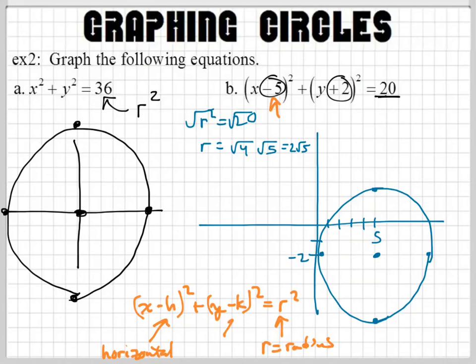And then the k is a vertical shift. So it's a vertical shift. I guess you could also say that h, k is the center of your circle. So right here we know that the h is 5, and right here the k is -2, and that's where our center is. That's at 5, -2.